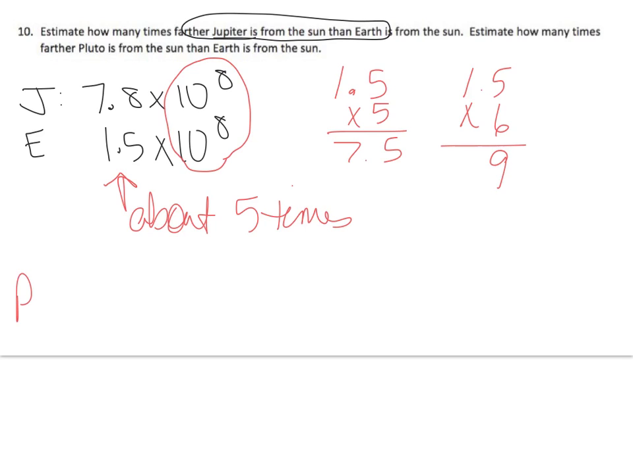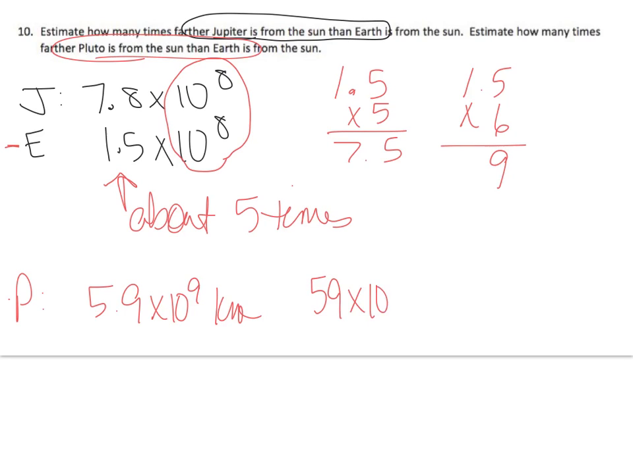Pluto is approximately 5.9 times 10 to the 9th kilometers from the Sun. So we're doing Pluto and the Earth. I'm not the same magnitude, so I need to change it, right? We're going to do 59 times 10 to the 8th to get the same magnitude, and 1.5 times 10 to the 8th. That gives me about 39.3 times as far.